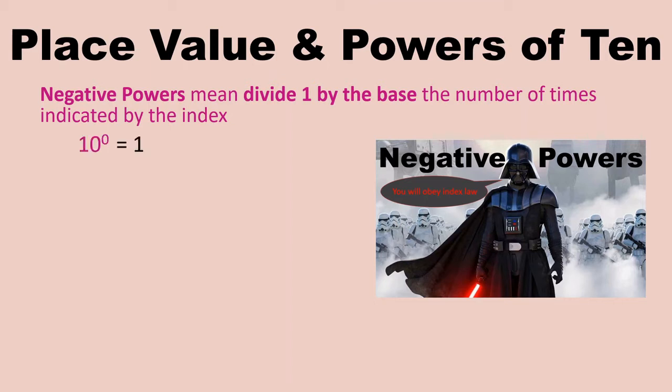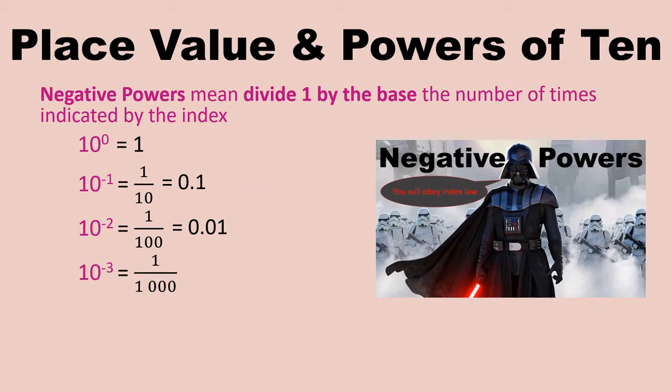So think of this as 10 to the power of 0 being 1. I'm not multiplying that 1 by 10 any times, nor am I dividing 1 by 10 any times. But when I have 10 to the power of negative 1, that would be 1 divided by 10. So 1 over 10, 1/10. 10 to the power of negative 2 would be 1 divided by 10 squared, which is 100. So that gives us 1 over 100, which is, as a decimal, 1/100.